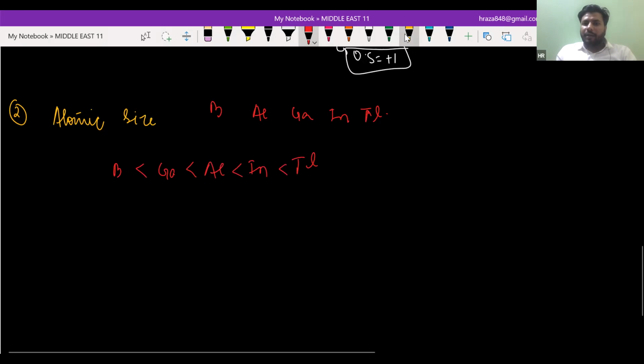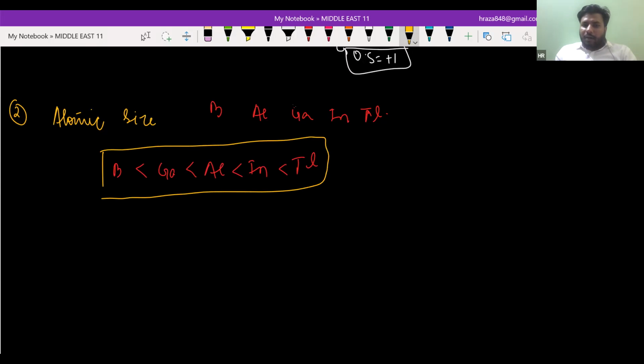This is a very big exception. I'm going to explain why it happens. Gallium, according to our basic concept and trend, should be larger than aluminum, but aluminum is larger than gallium. Just write it.